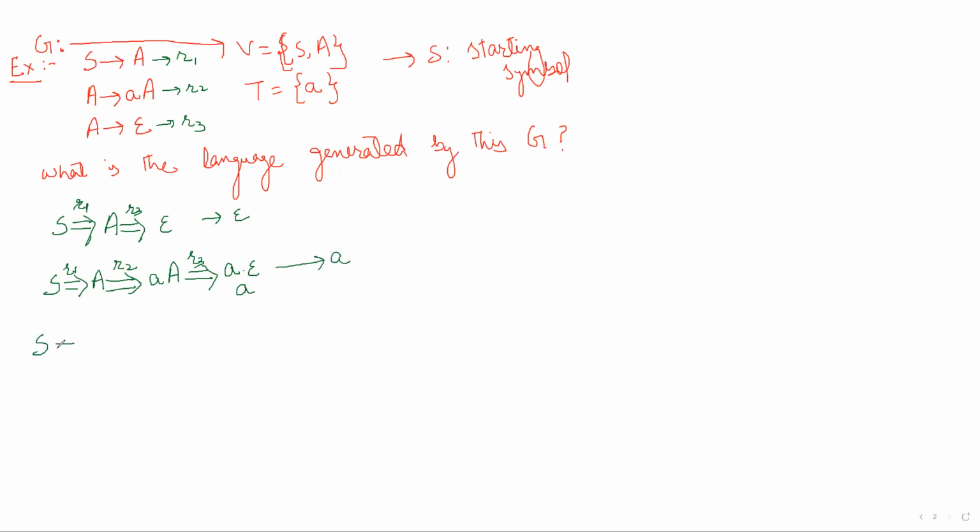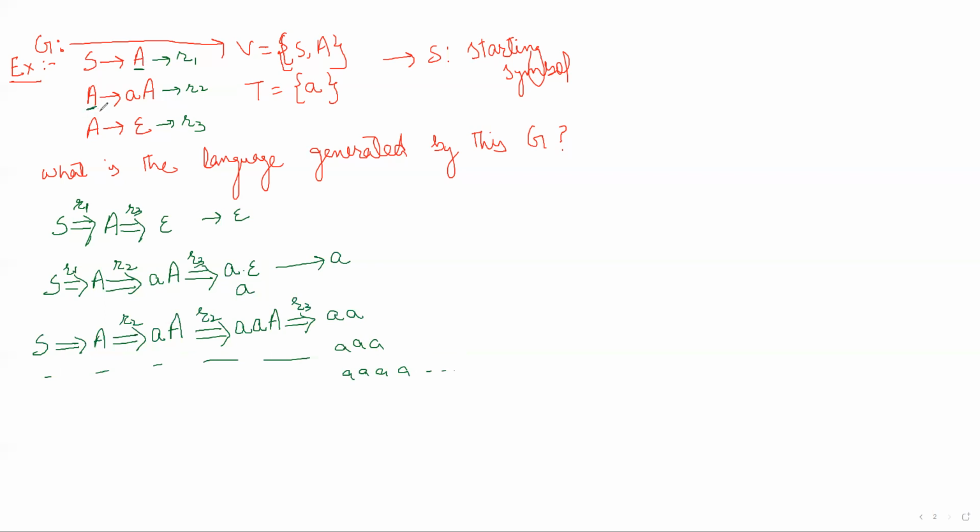Likewise, I can derive A, and now A can be written using rule 2 as AA. Now again, I can use rule 2, so instead of capital A, I have to write AA. Now if I use rule 3, it will generate aa. Likewise, I can generate aaa and so on. You can see the pattern. So from S, we are generating A.